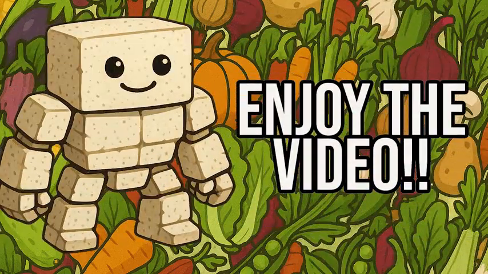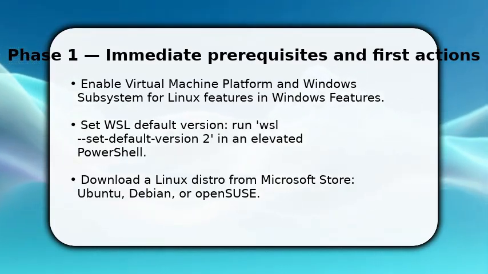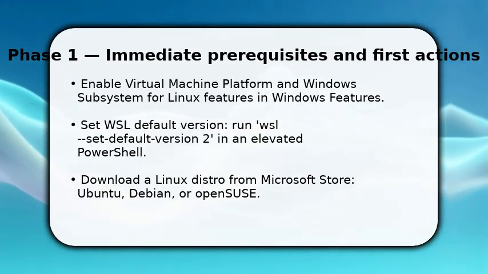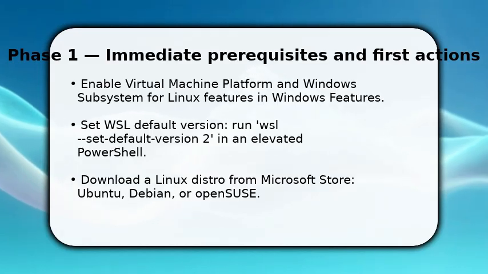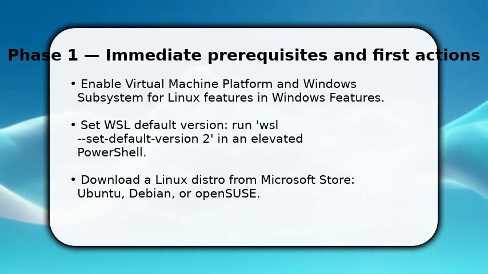Please enjoy the video. You start by enabling the two required features, Virtual Machine Platform and Windows Subsystem for Linux. This gives WSL2 kernel support. Once done, open an elevated PowerShell and set the default to version 2 with wsl --set-default-version 2. This ensures full compatibility and performance.